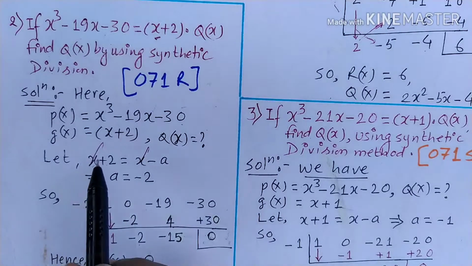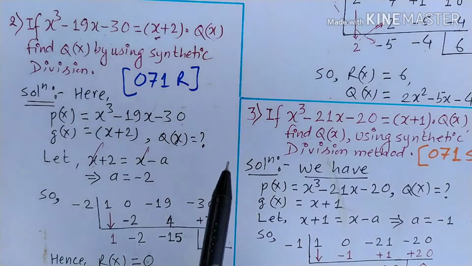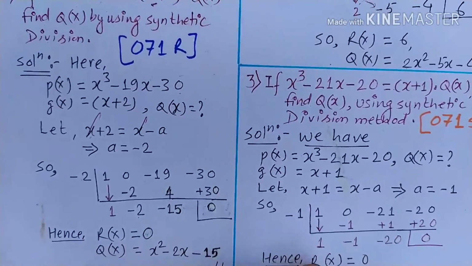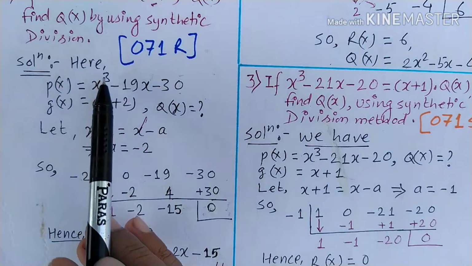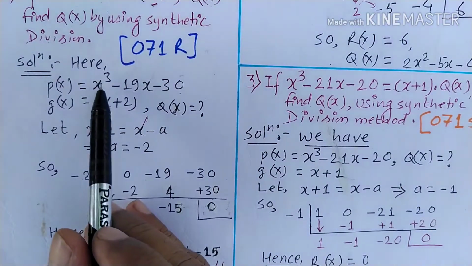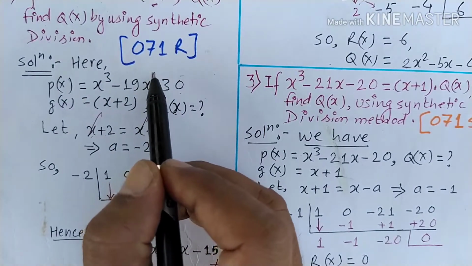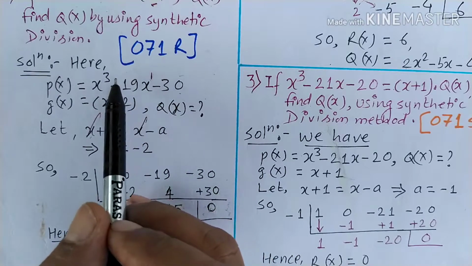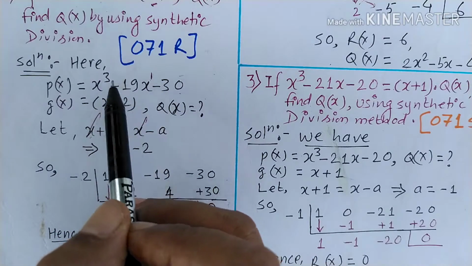Again we should compare x plus 2, which is the divisor, with x minus a. If we compare, we cancel out x and x, so you will get a is equal to minus 2. And now minus 2 is the divisor, and here you can see the coefficient of x cube is 1. The degree of x is 3 and the degree of the next term is 1 here. So there is a gap between 3 and 1. So there should be one term containing degree 2, that is x square.